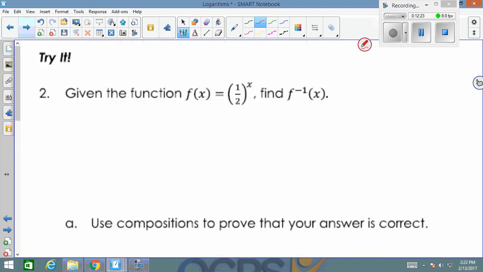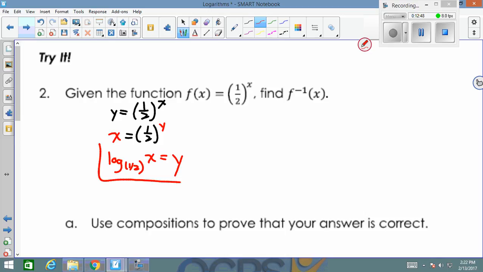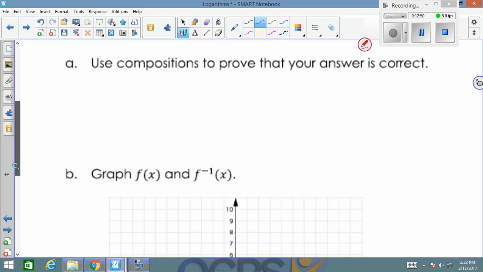Now let's go to another one. Okay, same thing. Find the inverse. So I'm going to start with y equals 1/2 to the x. We're going to switch our x and y around. Because the y is now in the exponent, we have to convert it to logarithmic. We get log base 1/2 of x is going to equal y. So there's my logarithm function. Again, we're not going to prove it.